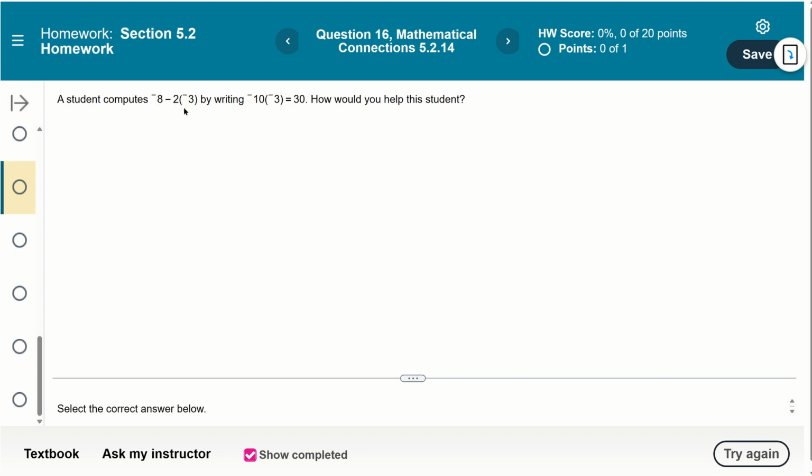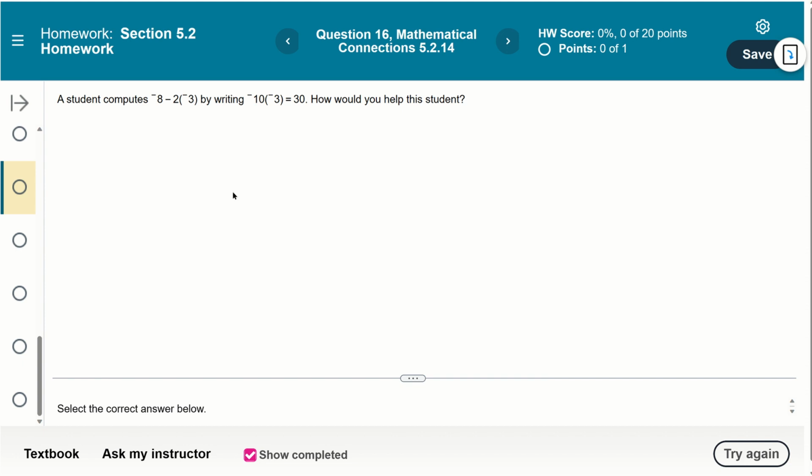So they've combined these two to get negative 10 and multiplied by negative 3 to get positive 30. So how would you help the student? Well, the student obviously is just going from left to right and doing whatever they encounter, but as you know, that's not how the order of operations works, right? With the order of operations, this multiplication has to be done first, and then anything that comes after that. So you could guide the student by teaching them about the order of operations.